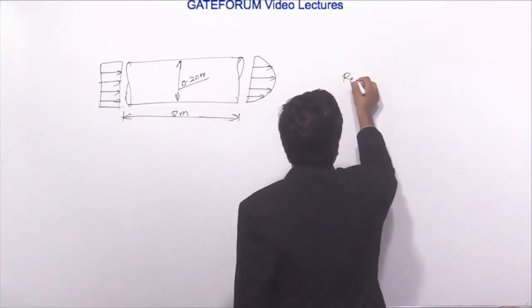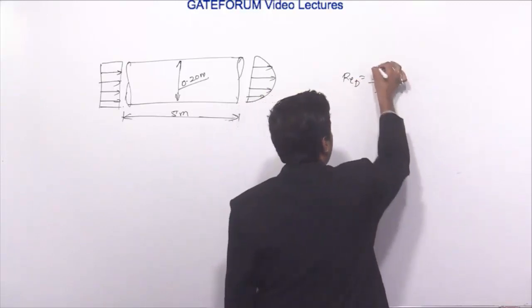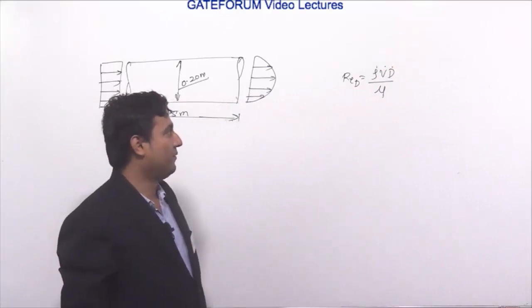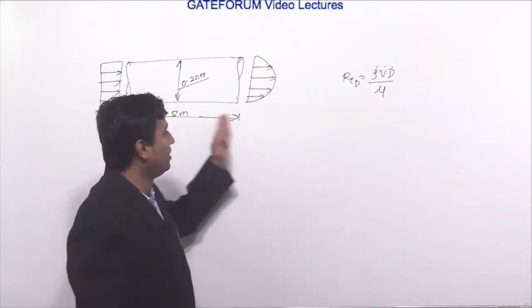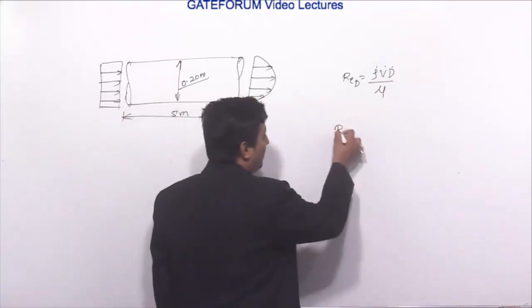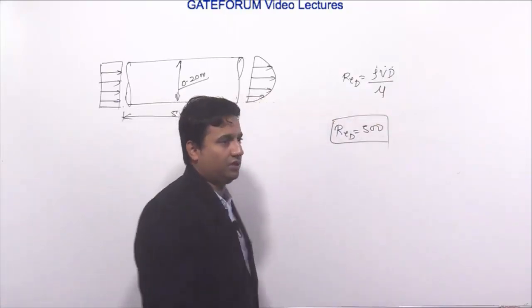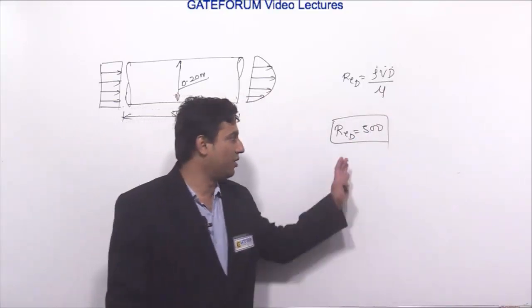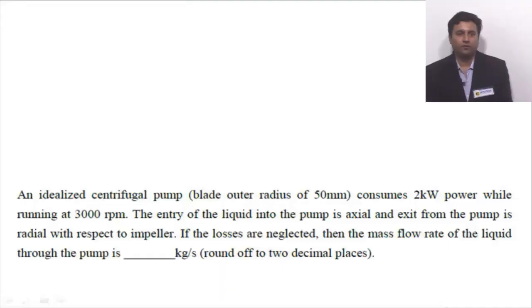So the Reynolds number for the pipe is nothing but rho v d by mu. Generally mu and rho are constant, velocity and diameter are variable, but velocity variation will not be there because it is a constant diameter pipe. So the Reynolds number again is 500. Velocity increment is not there, so your Reynolds number will be equal to 500 only. Okay, now let me go for the next question.